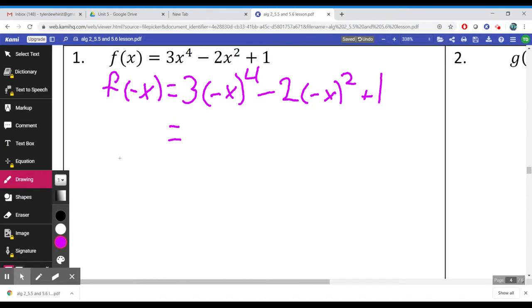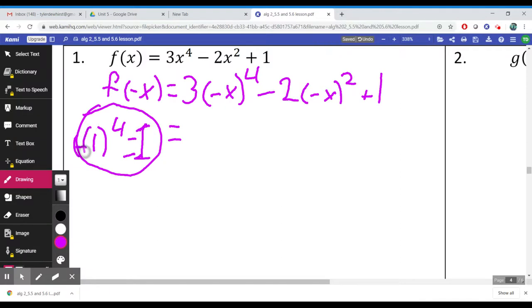We know that negative x to the 4th power is really the same thing as negative 1 to the 4th power times x to the 4th power. But negative 1 to the 4th power, I'm just going to do scratch work over here. Negative 1 to the 4th power is just equal to negative 1 times itself several times and still gives us 1. That's supposed to be a 1, not just a straight line. So negative x to the 4th power is just going to equal x to the 4th power.